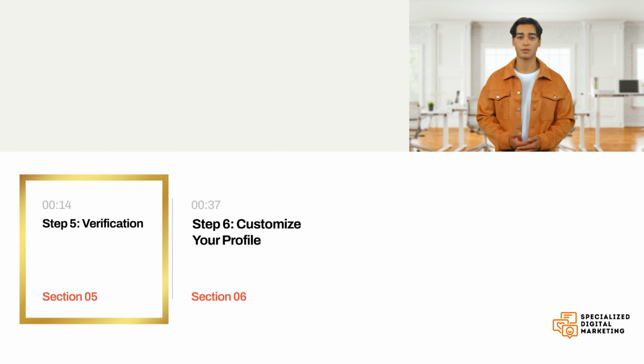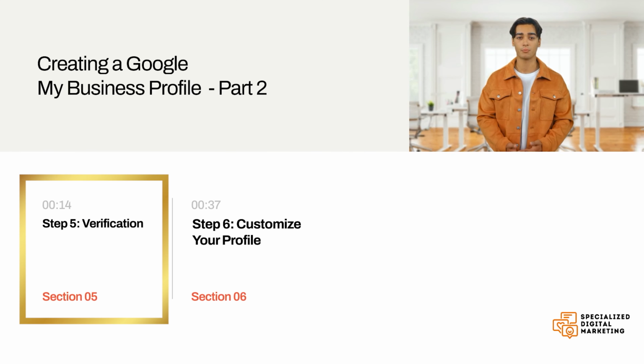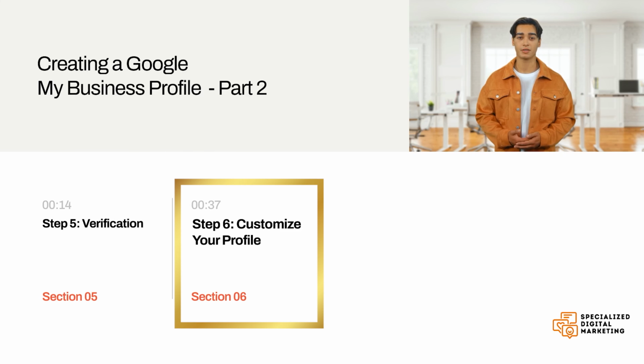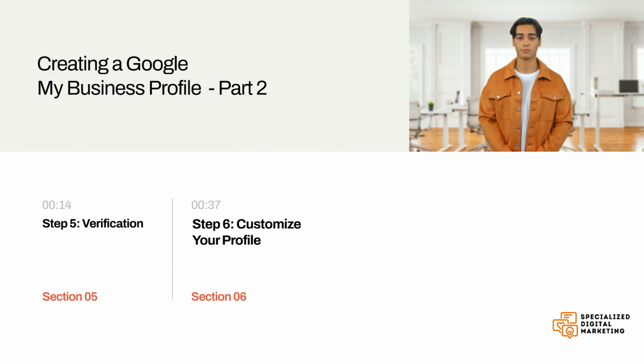Step 5. Verification. To manage your business profile and make it visible to customers, you must verify your business. Google offers several verification methods, including postcard by mail, phone, email, or instant verification through Google Search Console for eligible businesses. Step 6. Customize your profile. After verification, customize your profile by adding business hours, photos, and additional details that make your business stand out.